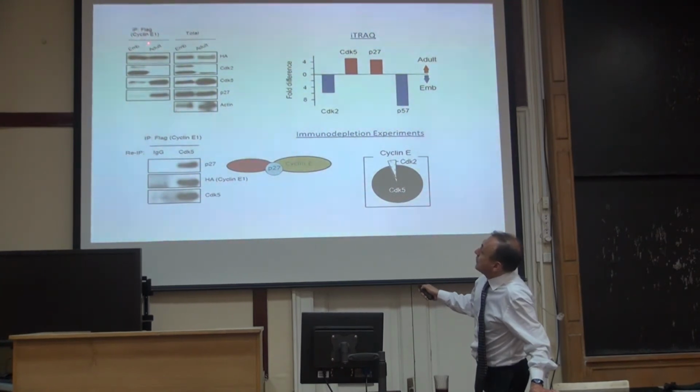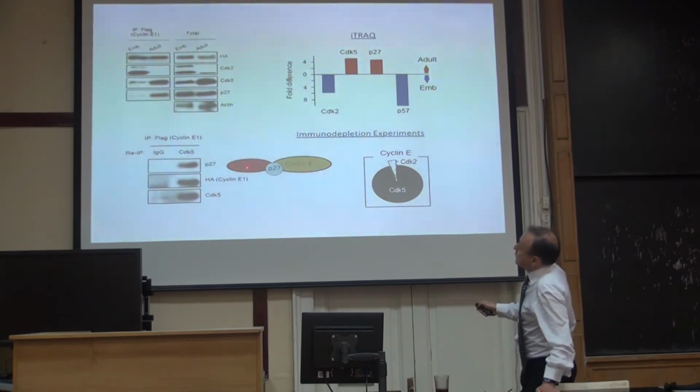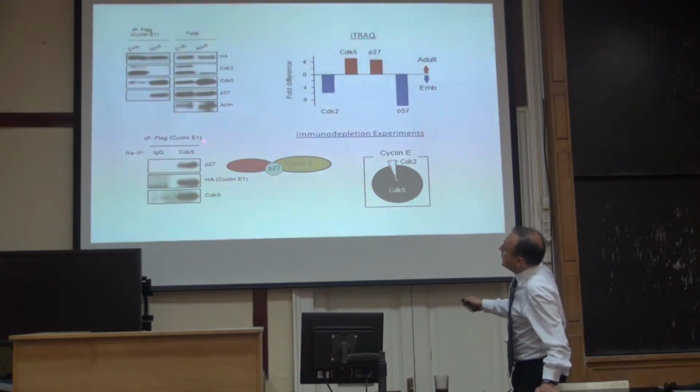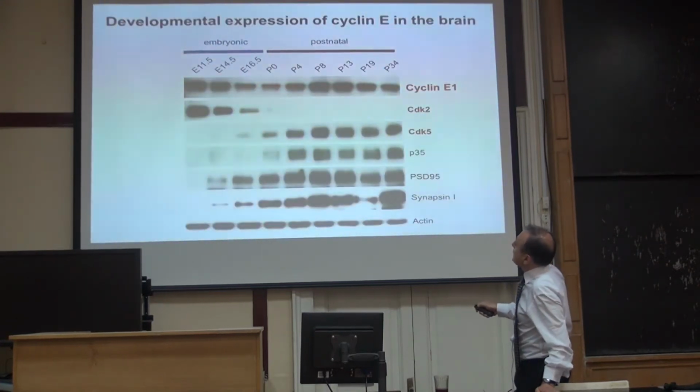In adult brain, it does not bind the textbook partner CDK2, but now it binds this new partner, CDK5. And I also told you that the second protein that it binds in adult, but not in embryo, is a P27 cell cycle inhibitor. In fact, we found that there's a ternary complex, cyclin E, CDK5, and P27, because we can immunoprecipitate cyclin E, re-immunoprecipitate CDK5, and then Western blot for P27, and we have this complex.